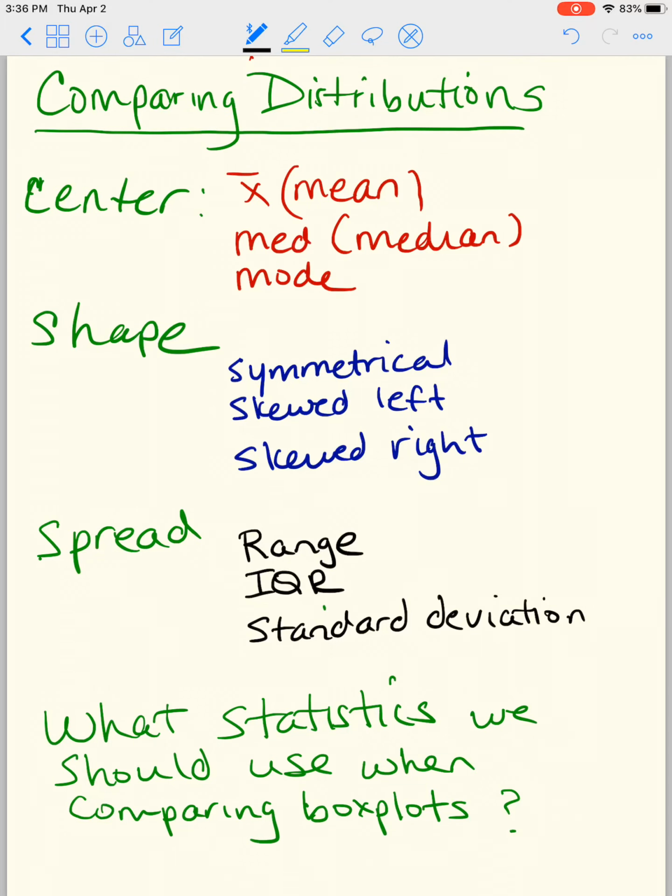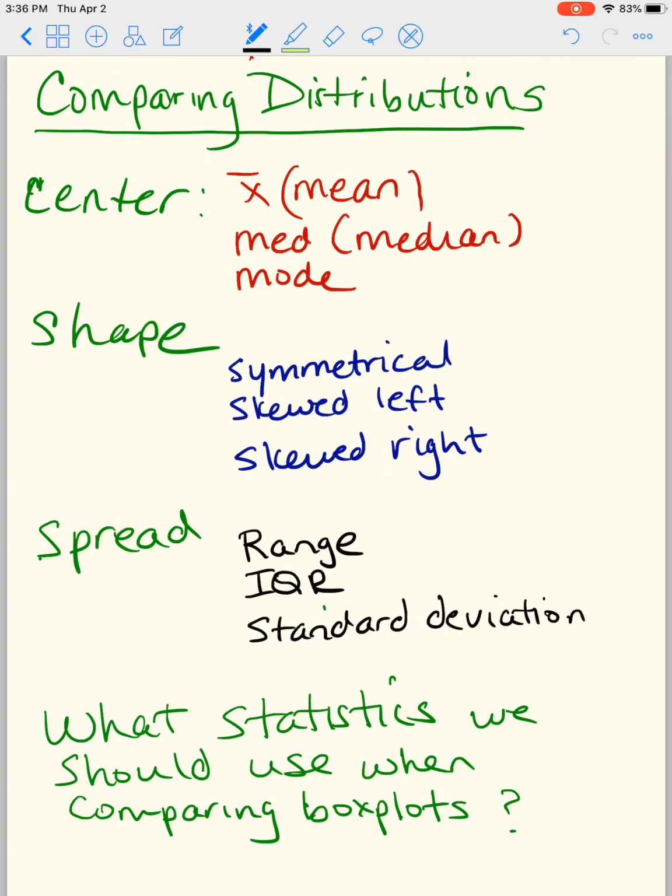In this lesson, I'm going to teach you guys how to compare distributions. In order for us to compare distributions, we need to discuss three important things. First, the center. The center consists of either x bar, the mean, the median, or the mode.